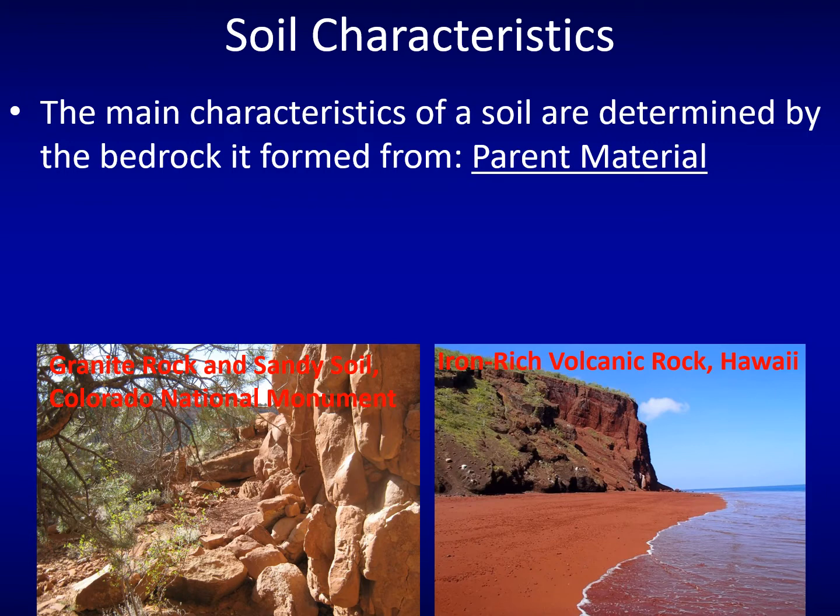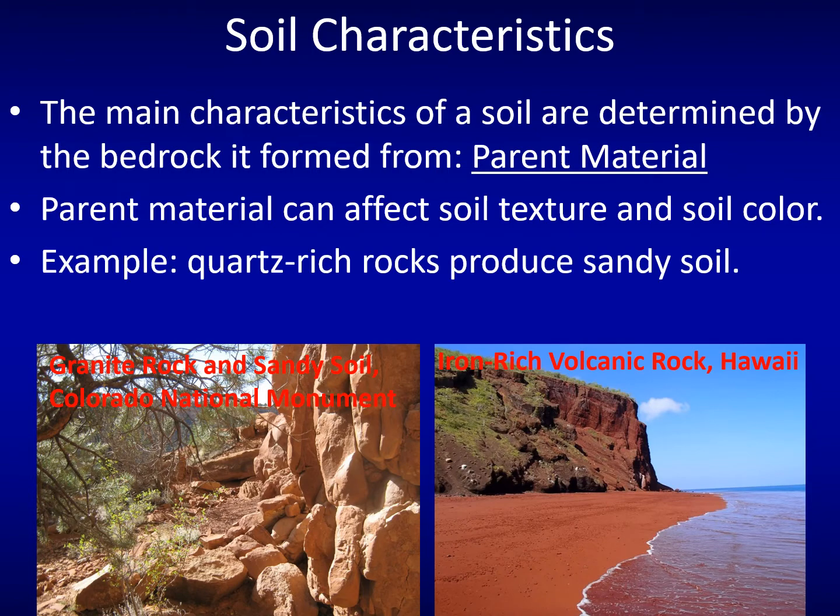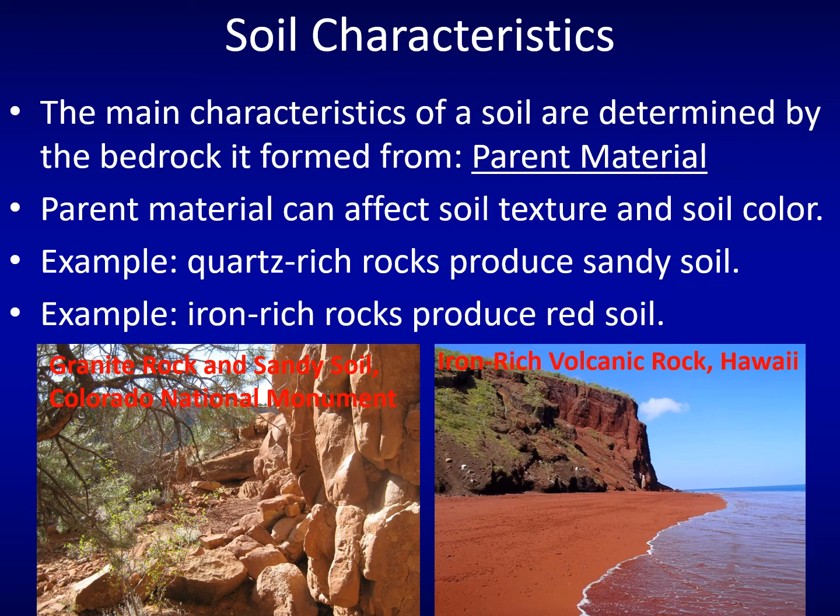The main characteristic of a soil is determined by the bedrock that it sits atop. That's called the parent material. Iron-rich volcanic rock from Hawaii, for example, will produce iron-rich sand grains. Granite rock and sandy soils in Colorado National Monument will produce the brownish, sandy soils you see resulting from the rock formations. So the parent material can affect the soil texture and color. Quartz-rich rocks produce sandy soil. Iron-rich rocks produce red soil.